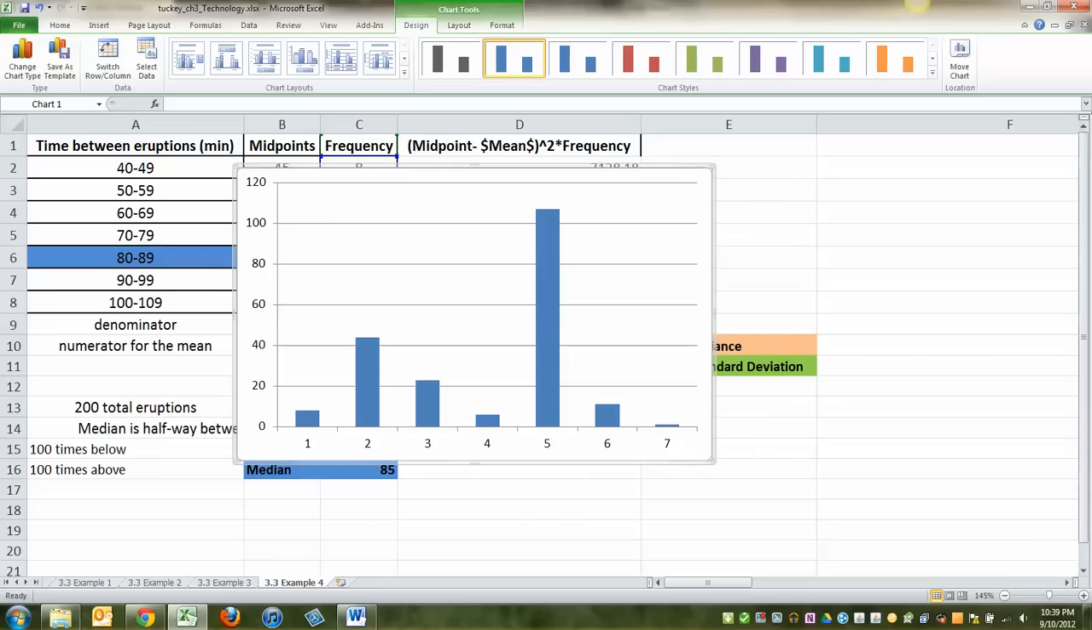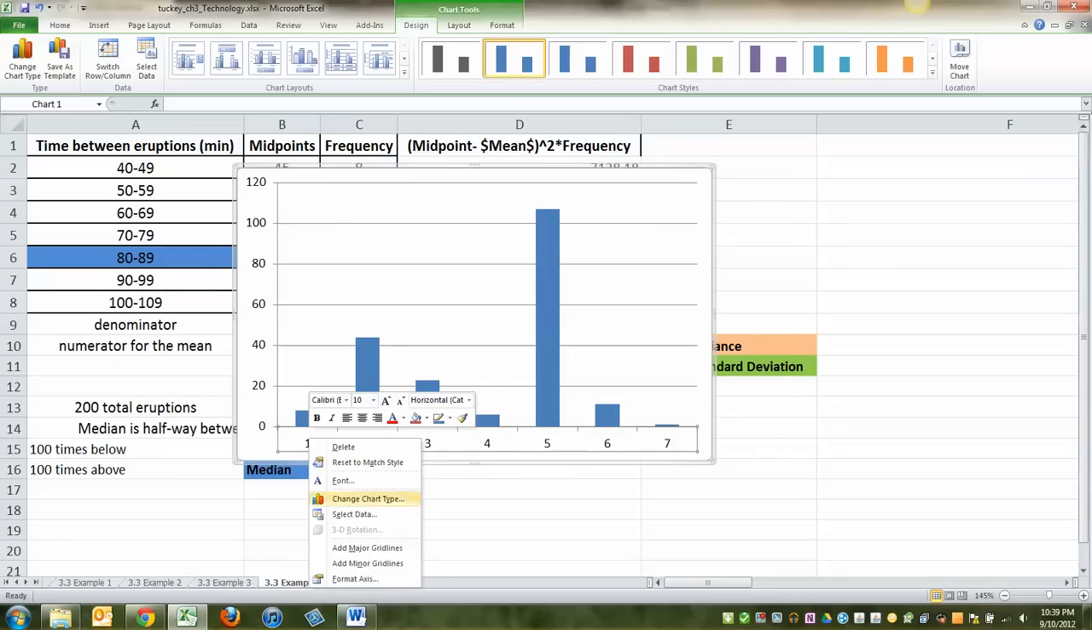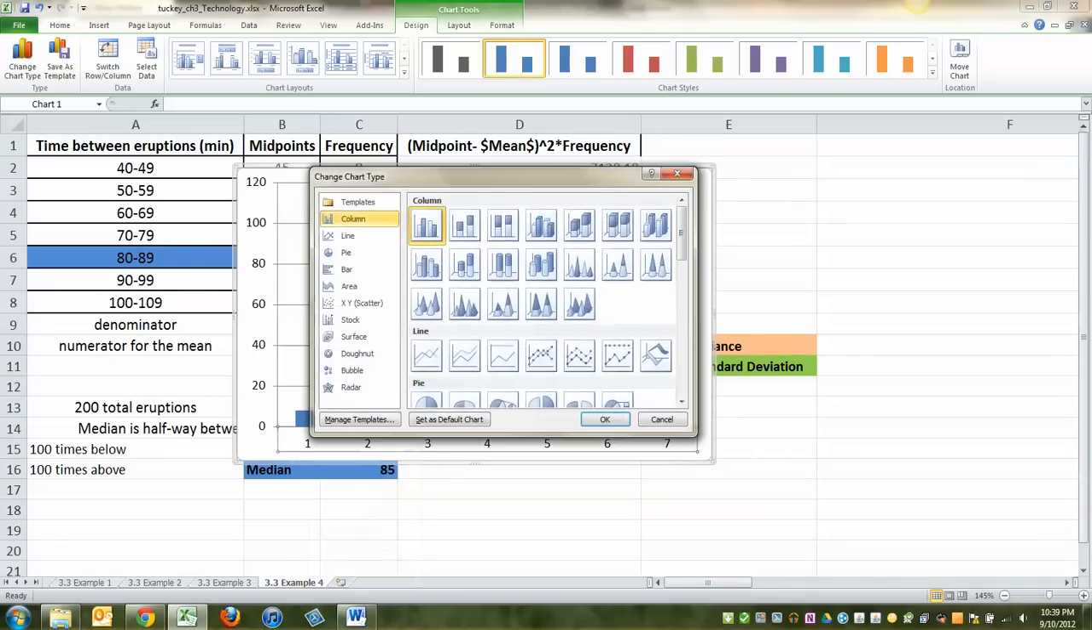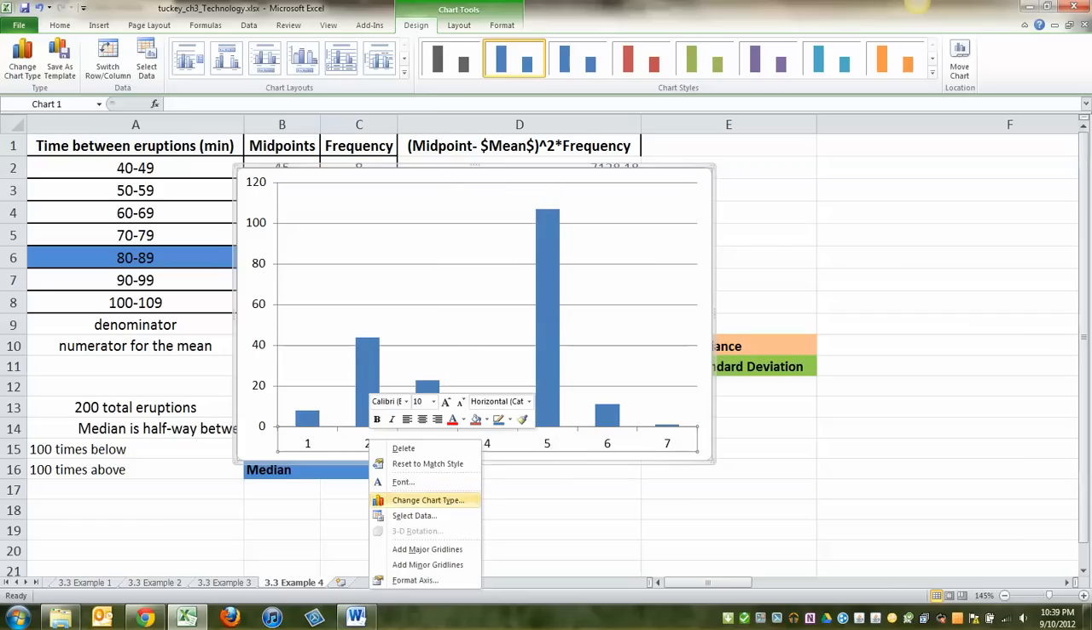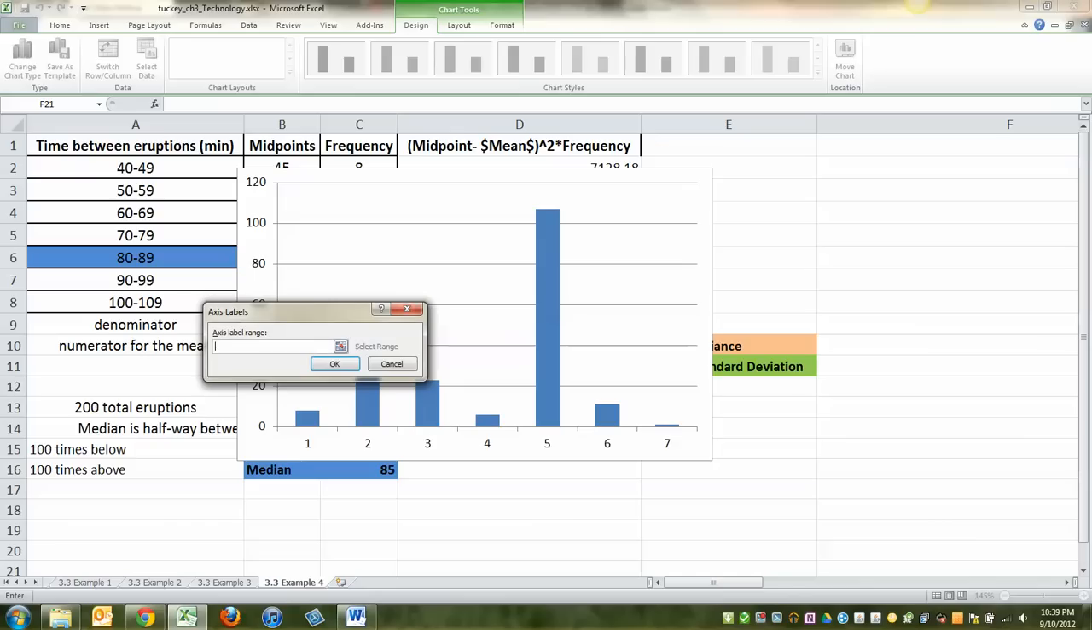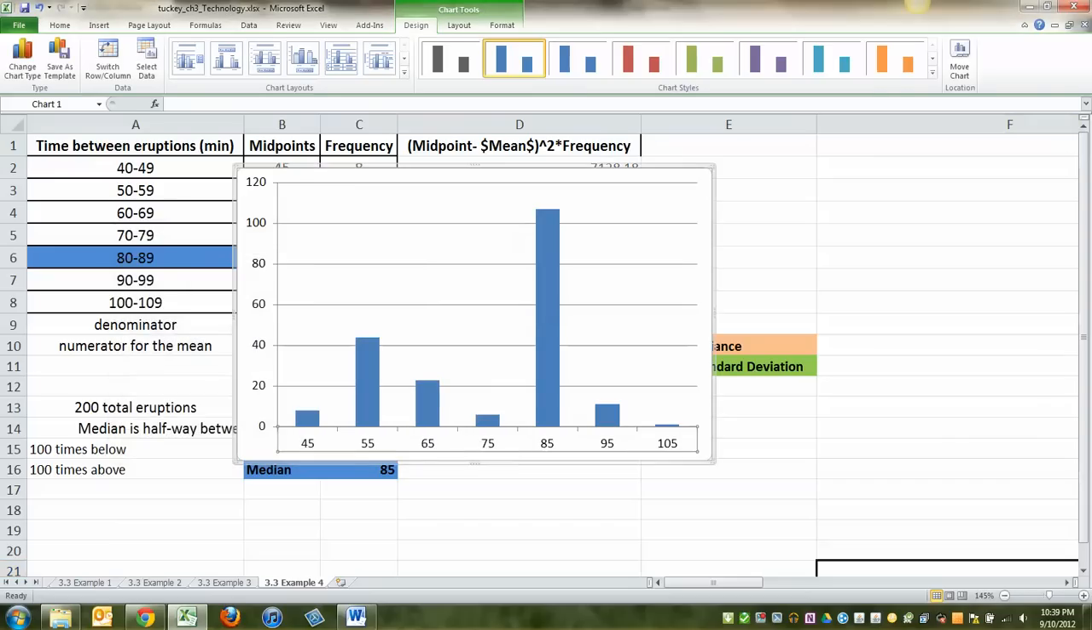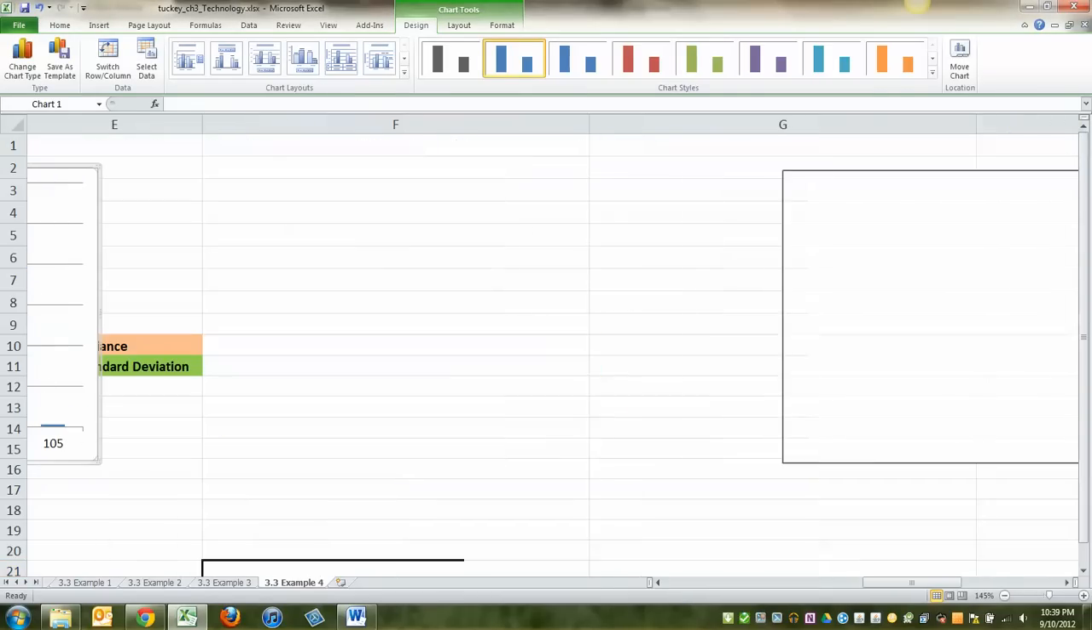By the way, I should fix this. These horizontal numbers are terrible. So if I right-click on that axis, select data, you edit your horizontal axis categories, and we want those midpoints, which were 42, 45, and so on. There we go. Boom. Now we've got a graph.